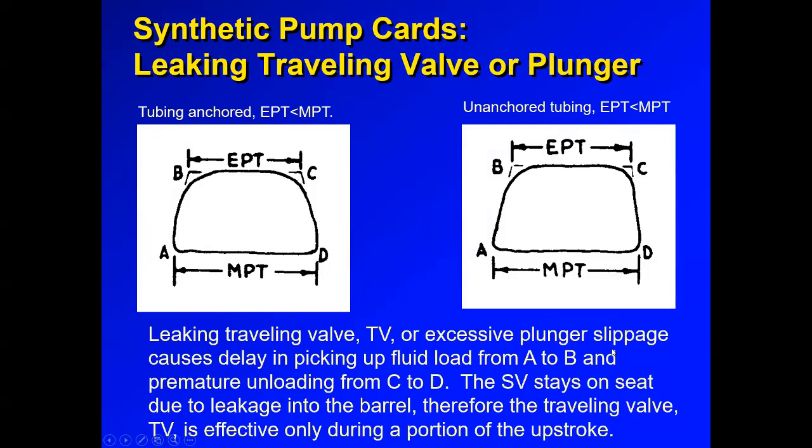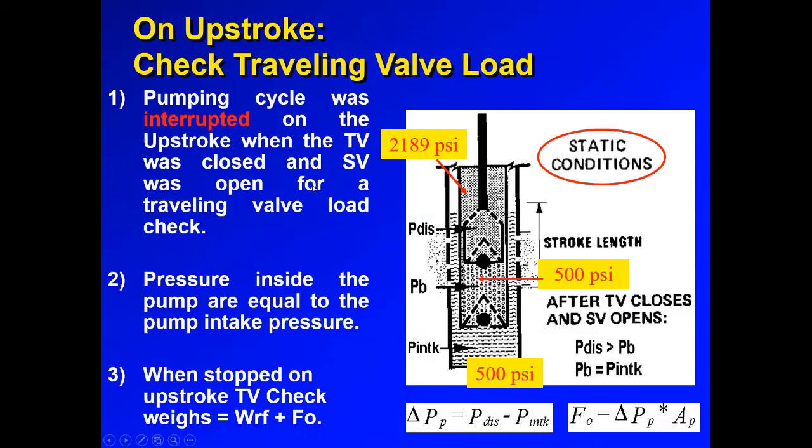So there are by-the-book card shapes. Upstroke loads will look rounded in a traveling valve leak condition. But let's see how that looks if the pump is okay. If you have a pump that's working okay, you have to stop the pumping unit on the upstroke, let's say three-quarters of the upstroke, and look at how the loads behave. Remember, you're holding the polished rod that's holding all the rod string, and during the upstroke, the traveling valve is closed.